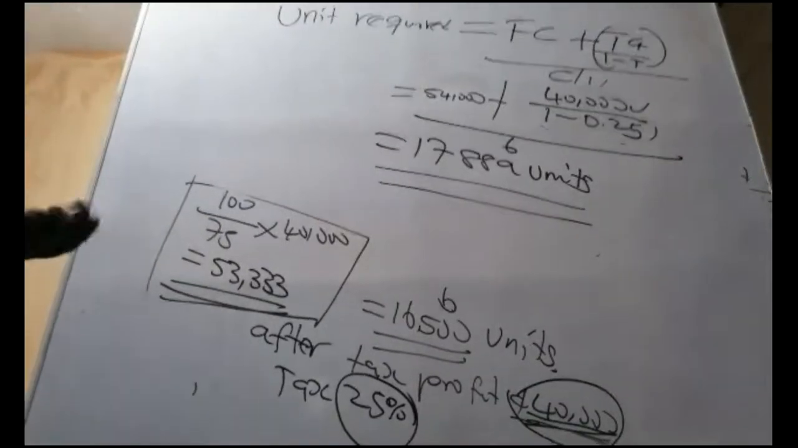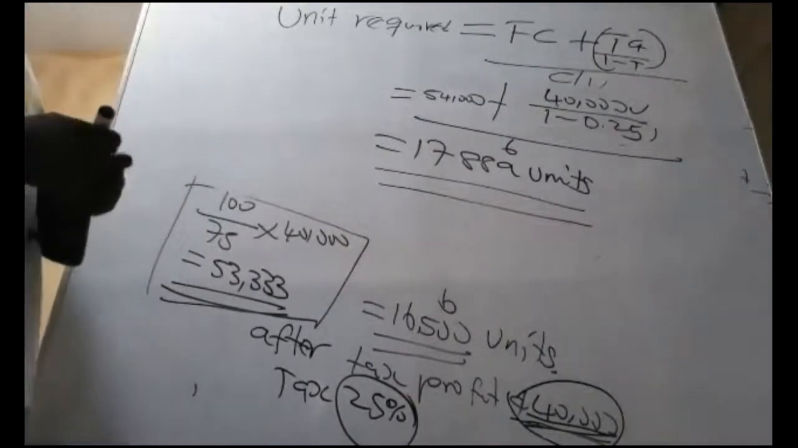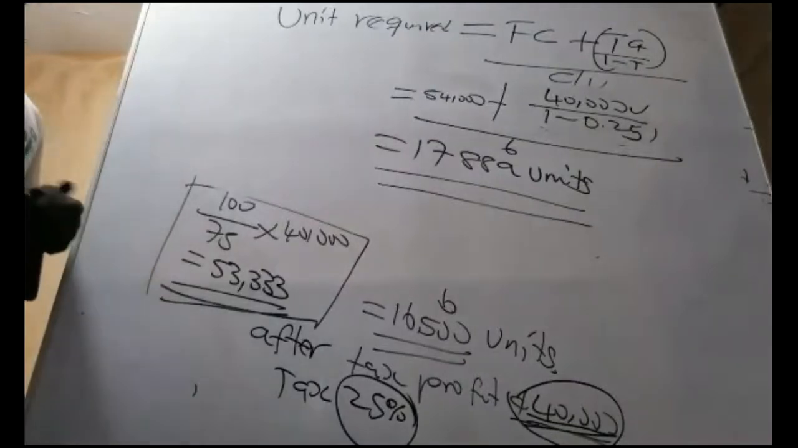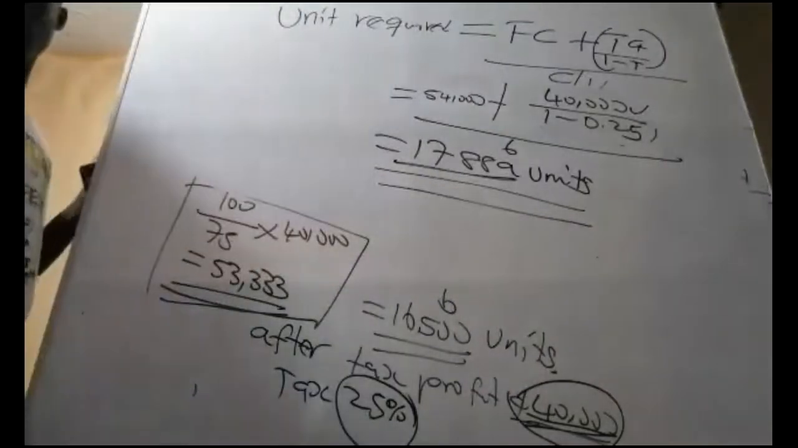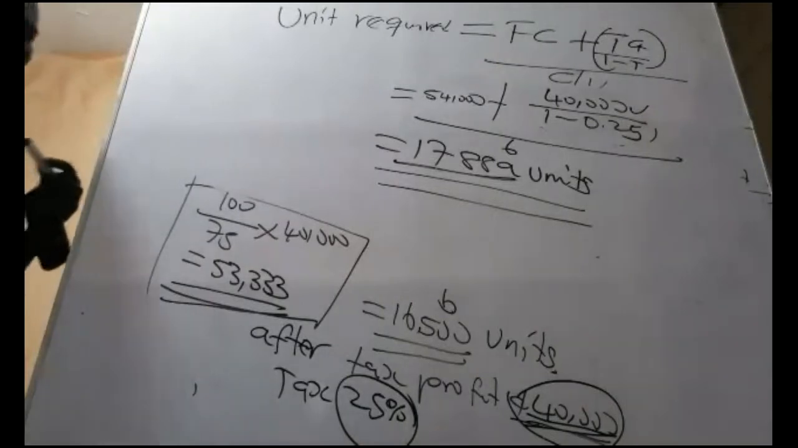Good. What will be the revenue at this point? Anytime you want the revenue, it is units times the selling price. If they are going to produce this, what will be the sales revenue? It is units times what? The selling price. What's the selling price here?